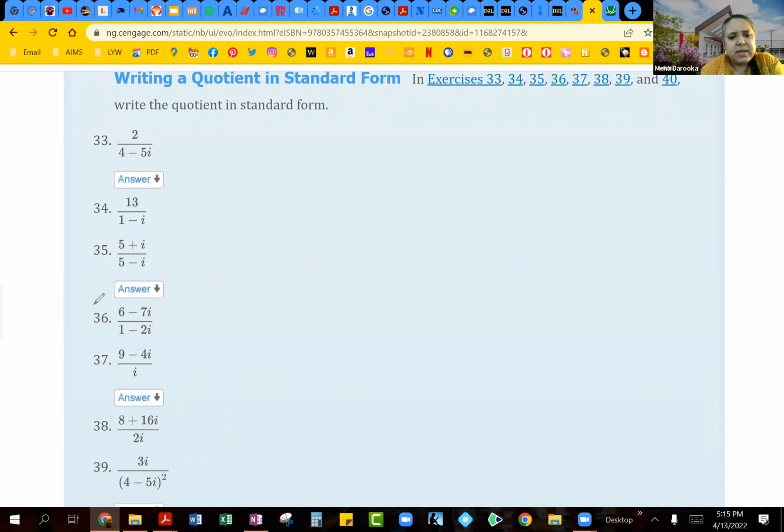I don't know, let's look at 36. So you've got 6 minus 7i divided by 1 minus 2i. So obviously, again, we will multiply this by the complex conjugate of the denominator. Since it's 1 minus 2i, its complex conjugate will be 1 plus 2i.